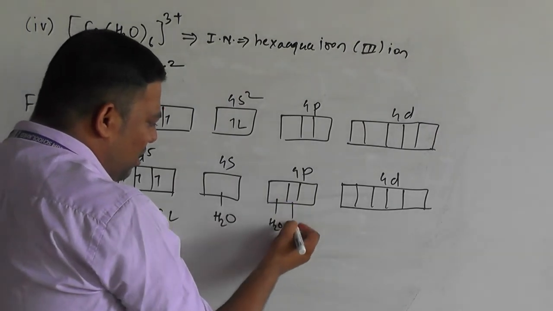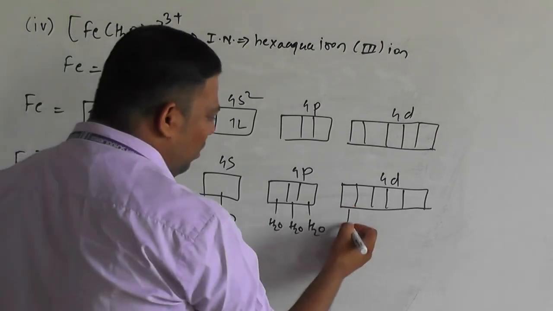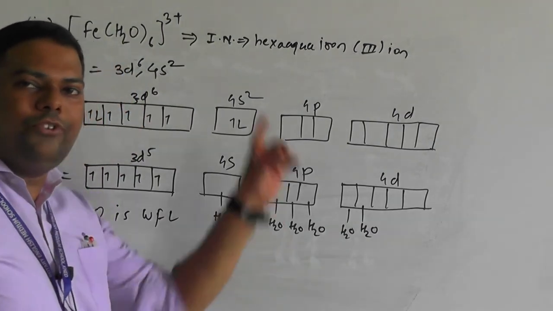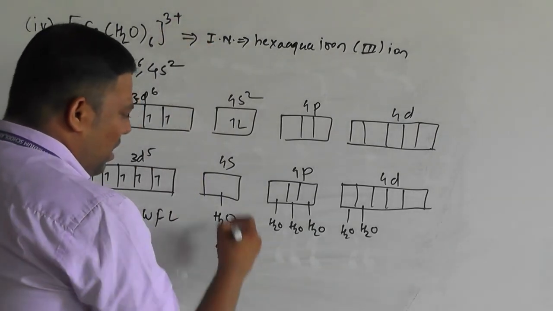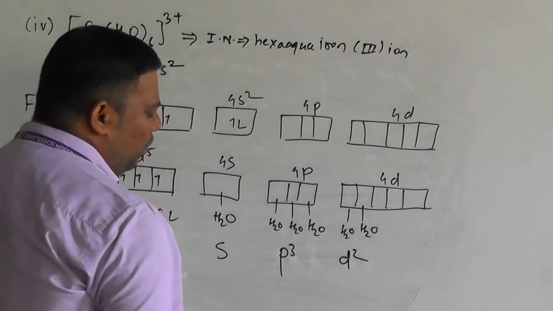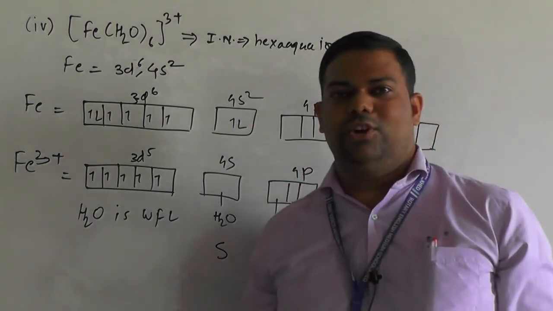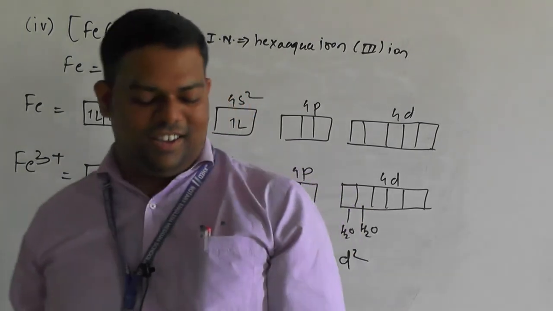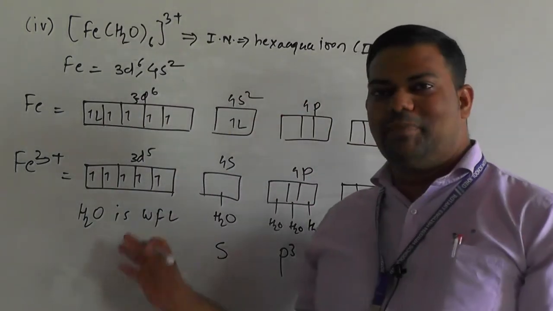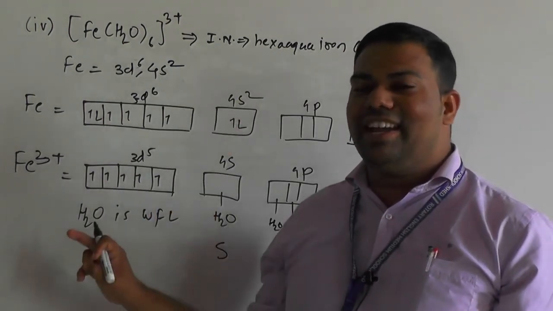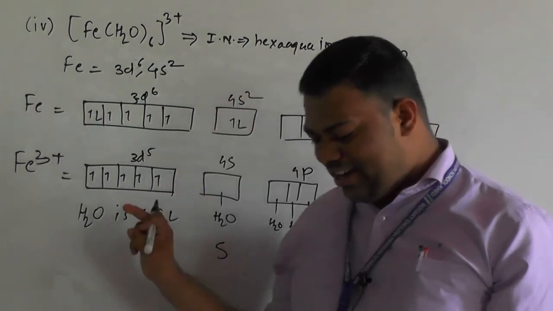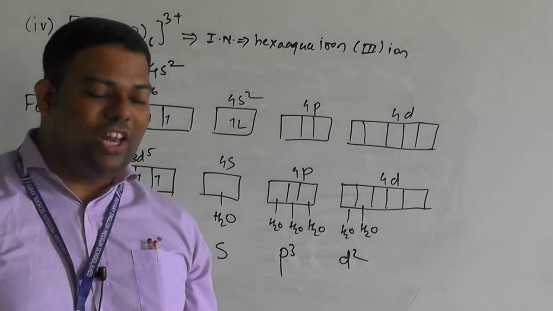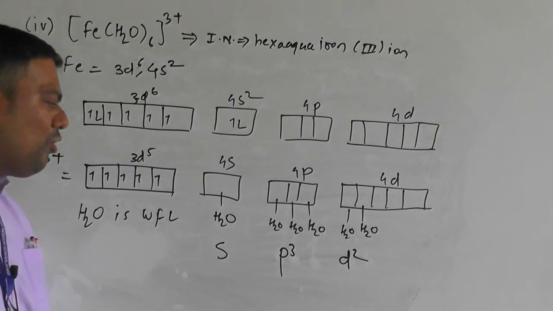One water, then another, third, fourth, fifth, and here the sixth. So what you will get here, the hybridization of this complex, is sp3d2. sp3d2, geometry, as you know, is octahedral. Okay, magnetic behavior is paramagnetic. You can calculate your magnetic moment. Each and every student, you have to write in your notebook the magnetic behavior, magnetic moment, and geometry. Now you tell me, is it an inner orbital complex or an outer orbital complex?